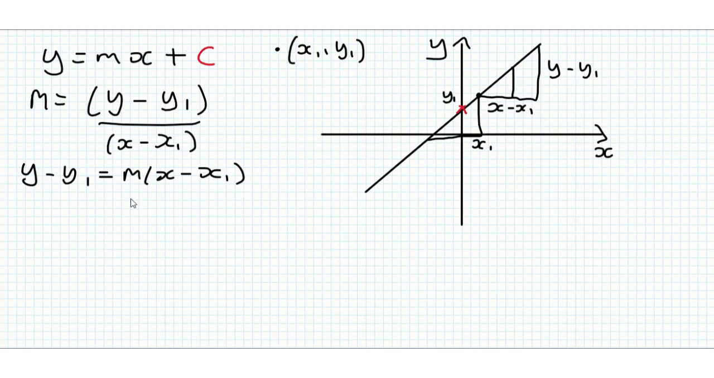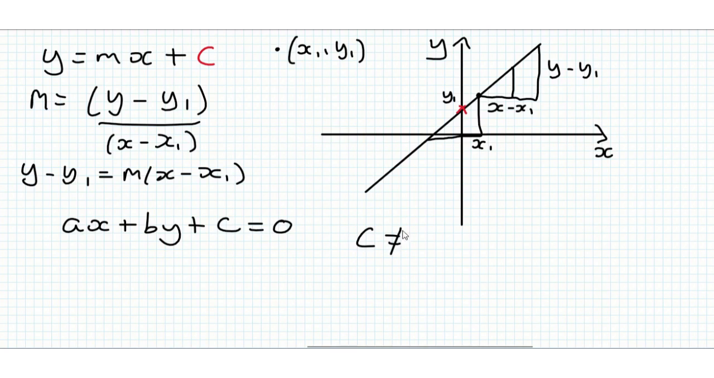There's one more form the specification wants you to be familiar with for the equation of a straight line, and that is in the form ax plus by plus c is equal to 0. Note that this c is not the same as the y-intercept c, I just happen to call it that. It's just some constant, so a, b and c are constants, x and y variables again.